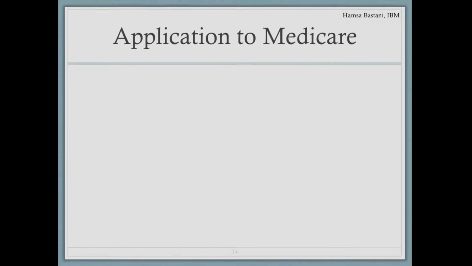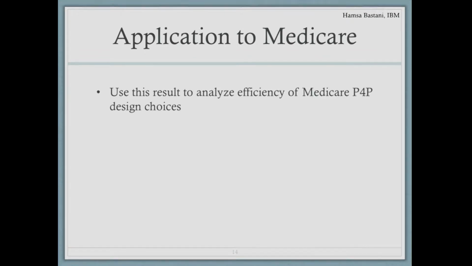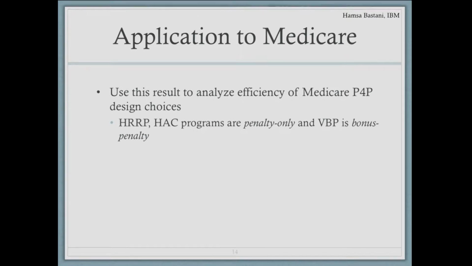Okay. So what does this mean for existing Medicare policies? This gives us some immediate insights into how the Medicare policies should work. First, if you look at the existing Medicare policies, two of them, the readmissions and the hospital-acquired condition programs, only offer a penalty. So if you do really well, you don't get anything. And if you do badly, you get a penalty. Whereas the value-based purchasing program offers a bonus for good performance and a penalty for poor performance.